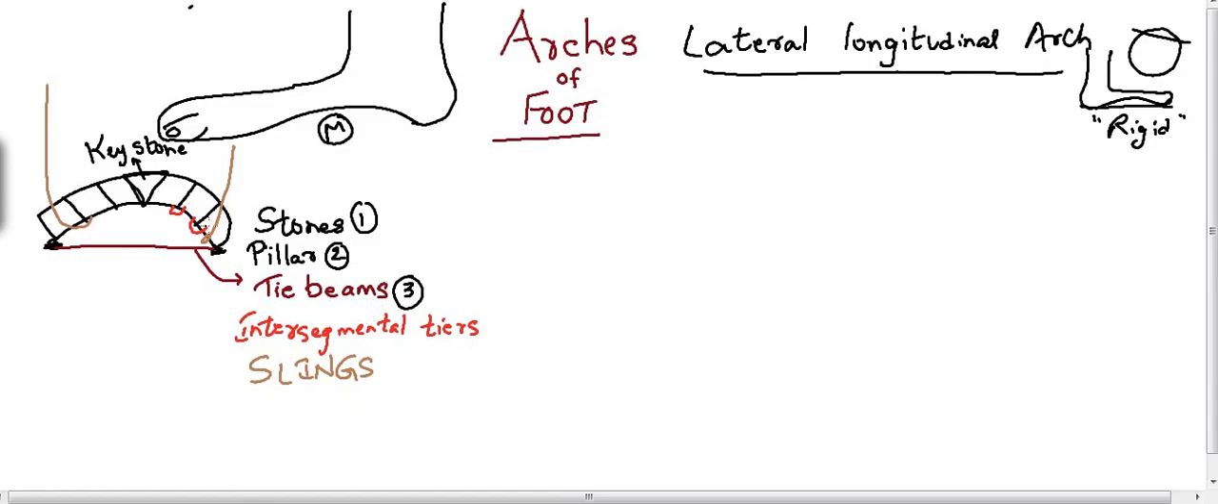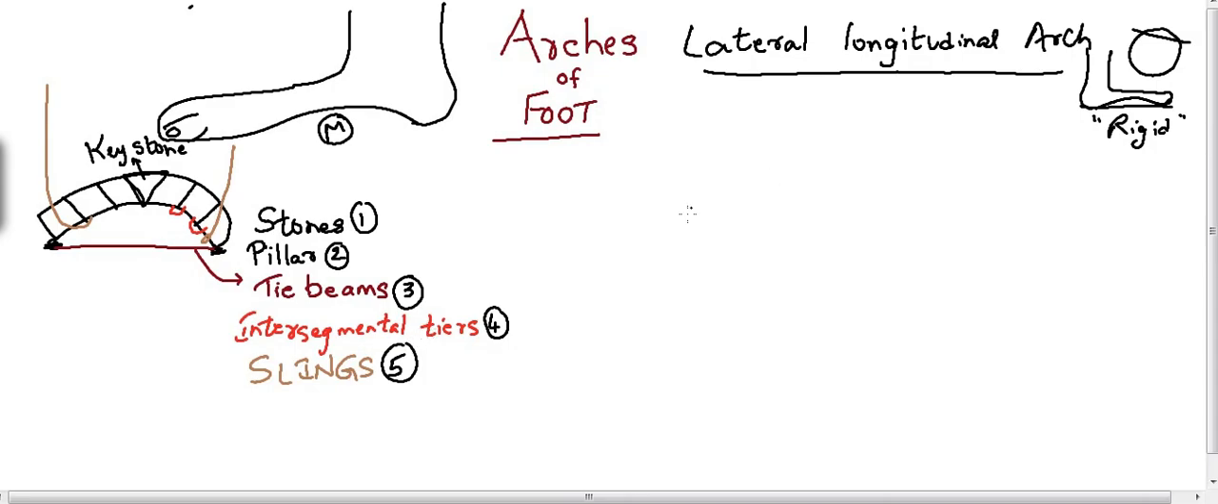Then, this one stone is one segment. Connecting one segment with the other, there are staples, which are called intersegmental ties. Like one bogie of the train is connected to another bogie of the train by a tie. Last but not the least, there are some strings holding the arch from above. These strings are suspending it from above, so they are acting like slings. So there are five structures holding the arch in place: stones, pillars, tie beams, intersegmental ties, and slings. This is from the engineer's perspective.